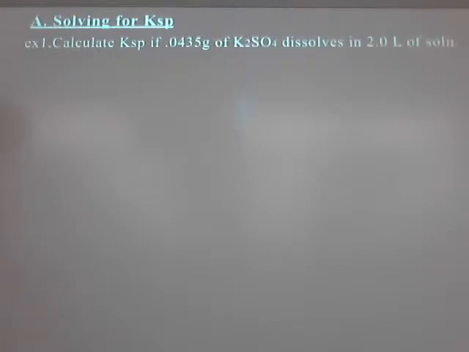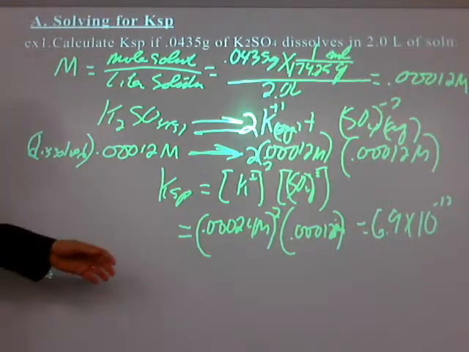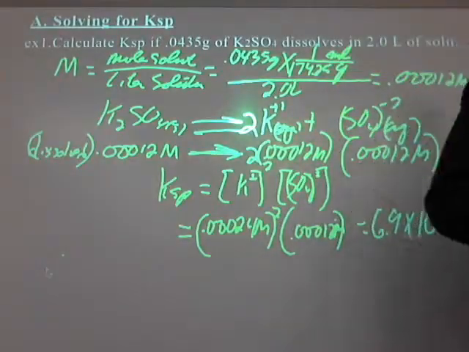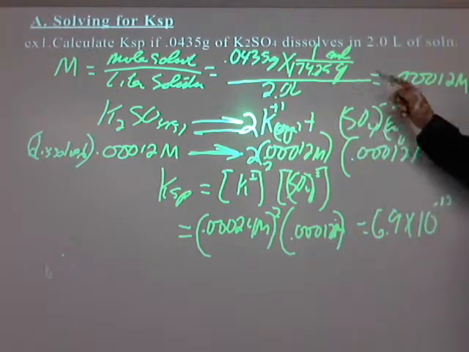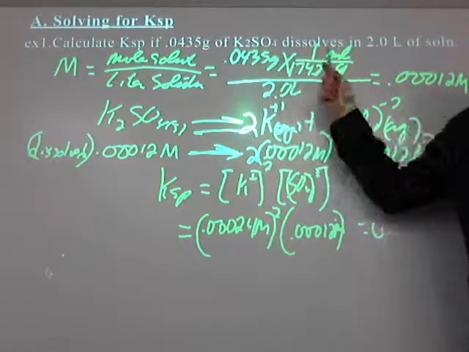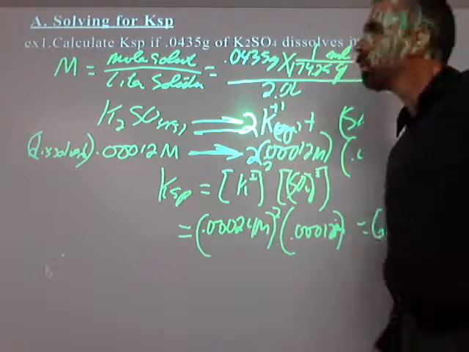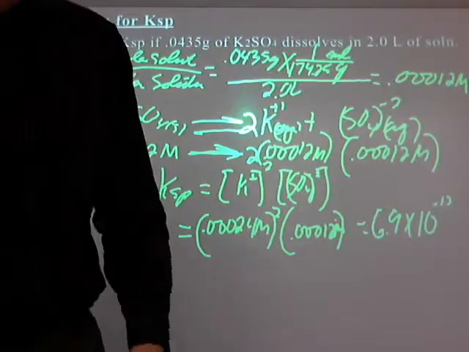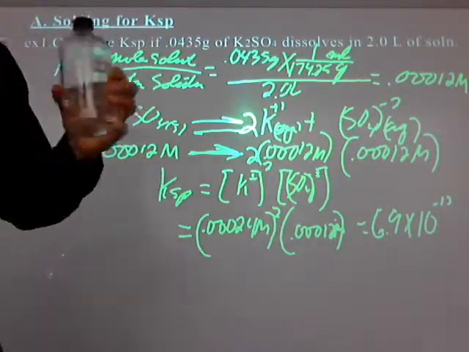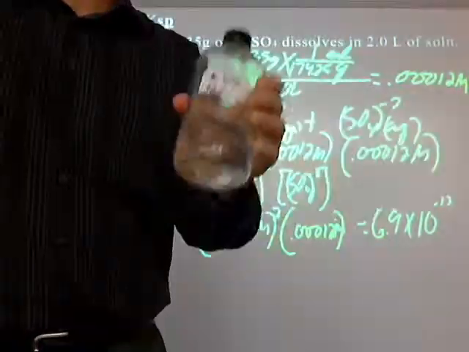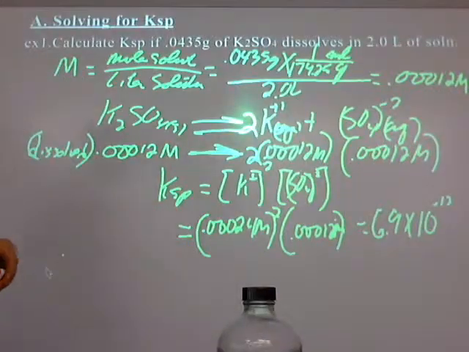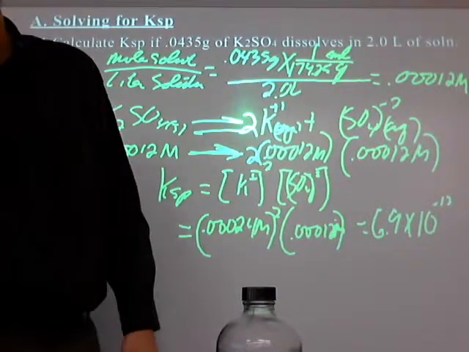Now, what does that tell you? The size of Ksp tells you very little of this stuff actually dissolved. In a 2-liter solution, you only got 0.0435 grams dissolved. That's not a whole heck of a lot. By the way, I wonder if I actually looked up whether that is the Ksp of potassium sulfate. The important part is potassium sulfate. We're going to use this in a demo coming up pretty soon, probably not tomorrow, but maybe the next day.